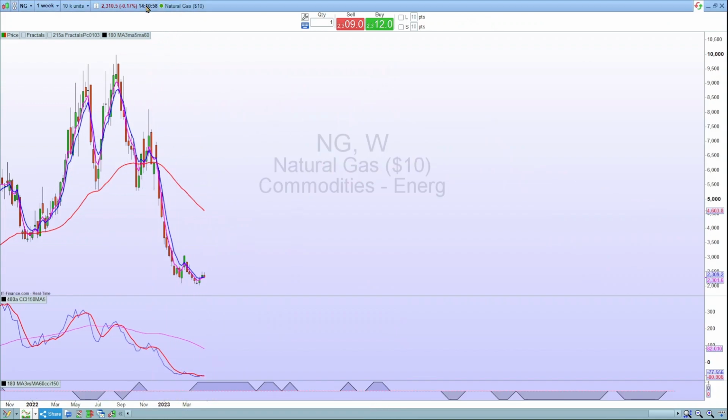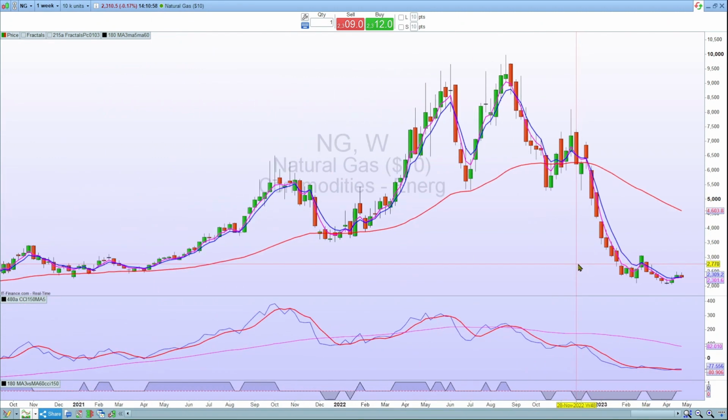So let's first look at the weekly, which is our major trend indicator. What we've got here on the bottom is the going long or going short, and that's a combination of the moving averages of the price and the moving averages of the CCI 150. On the price chart, we've got moving average 3, moving average 5 and moving average 60, and on the CCI 150 we've got moving average 5 and moving average 50.